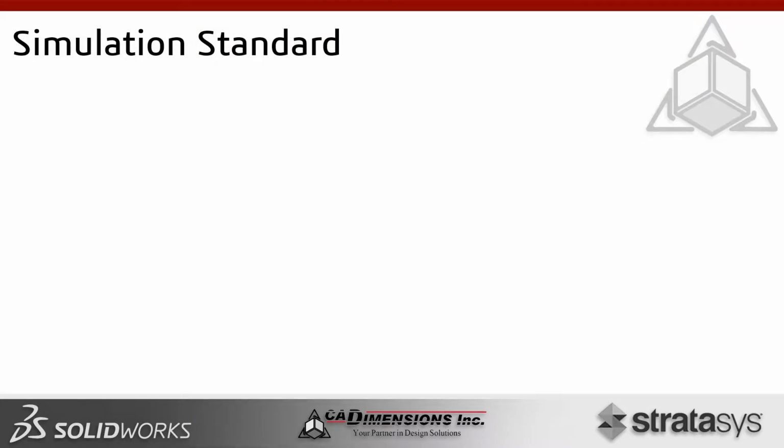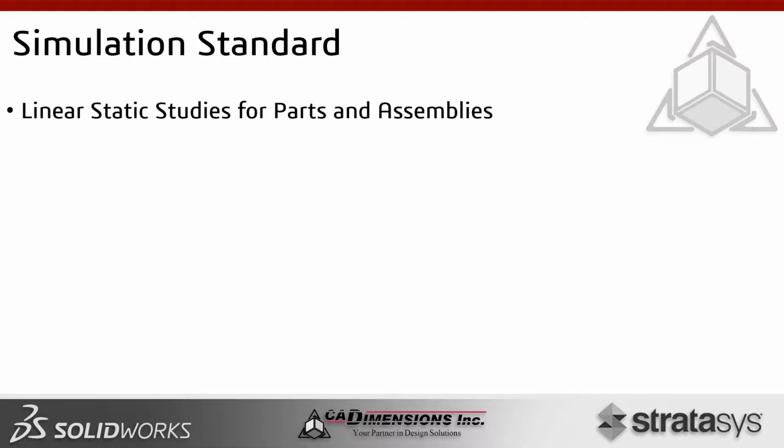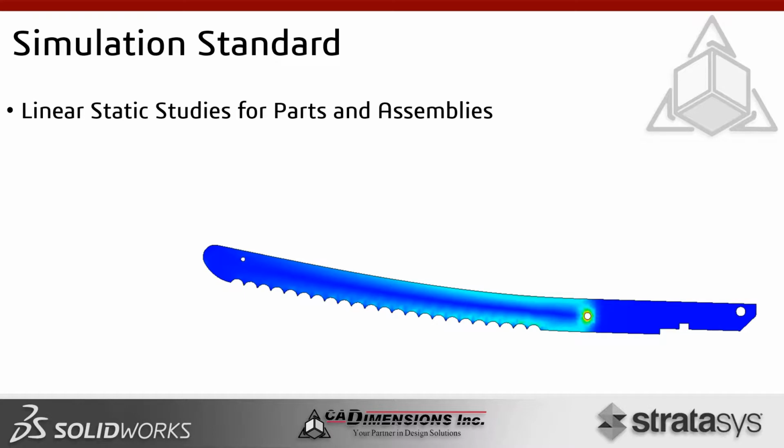Moving on to Simulation Standard. Routing is included in SOLIDWORKS Premium, and Simulation Standard is also included with SOLIDWORKS Premium. What this does is it gives you the ability to specify linear static studies for parts and assemblies. So any sort of forces, torques, anything on a part or assembly, you can do inside of Simulation Standard, which is included in SOLIDWORKS Premium. Any sort of forces, displacements, torques, anything like that that's going to be linear, a metal model, for example, you're going to be able to do within SOLIDWORKS Premium.